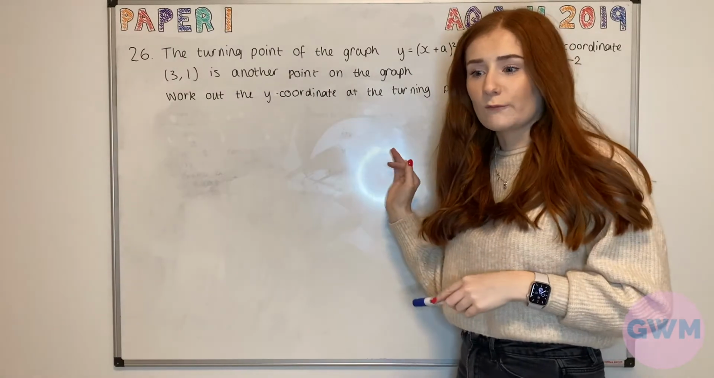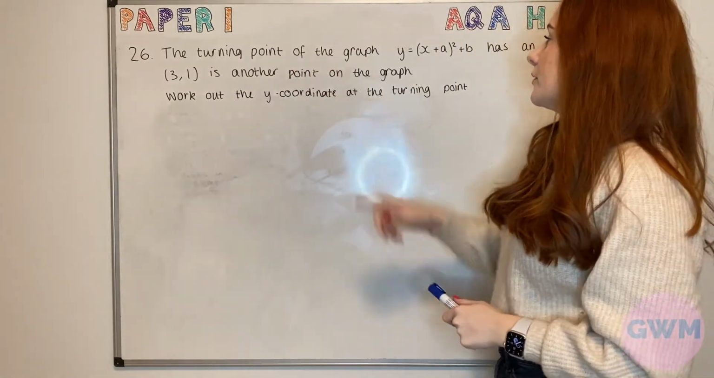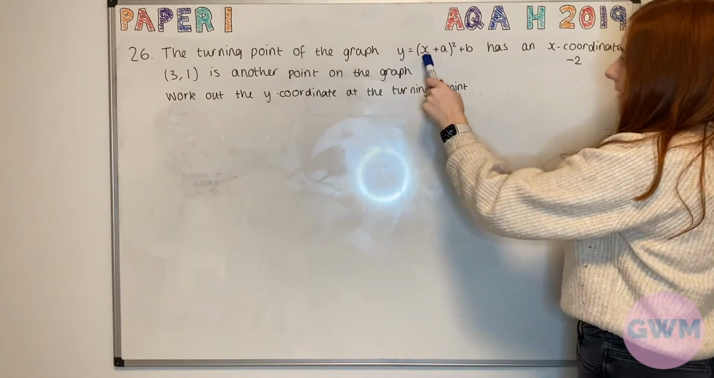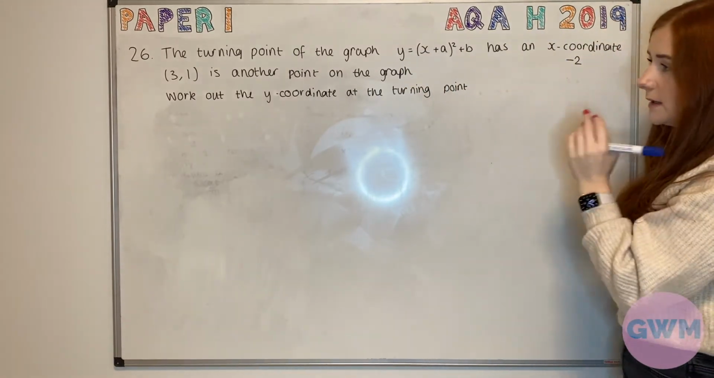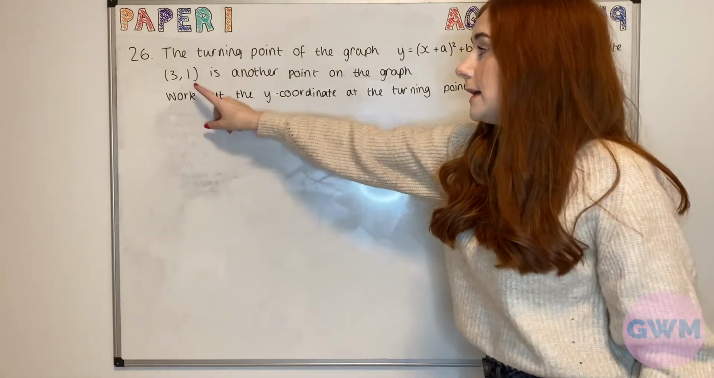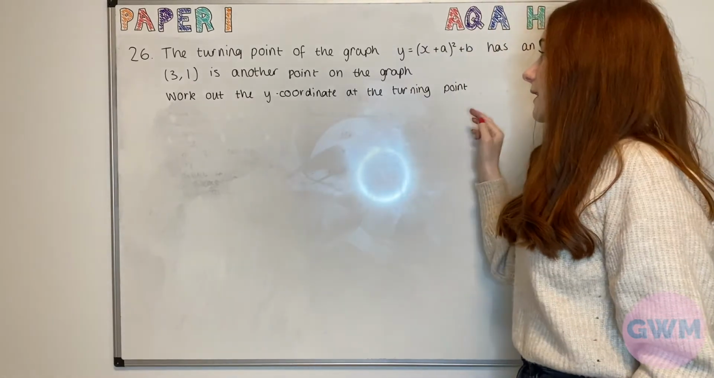Question 26, but very nearly there, second last question. It says the turning point of the graph y equals (x plus a) squared plus b has an x coordinate of minus 2. (3, 1) is another point on the graph. Work out the y coordinate at the turning point.